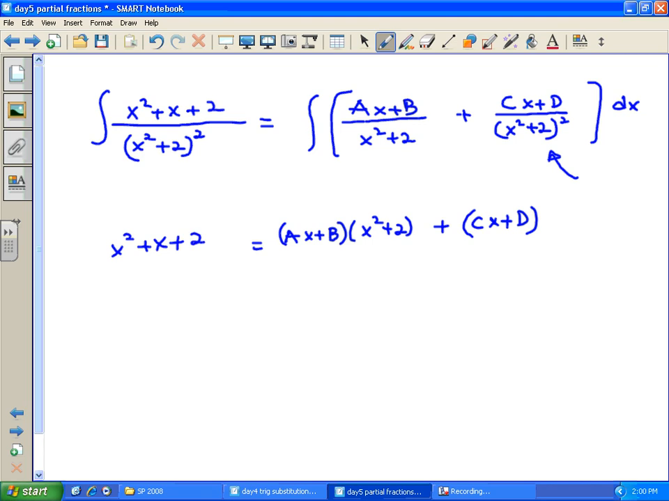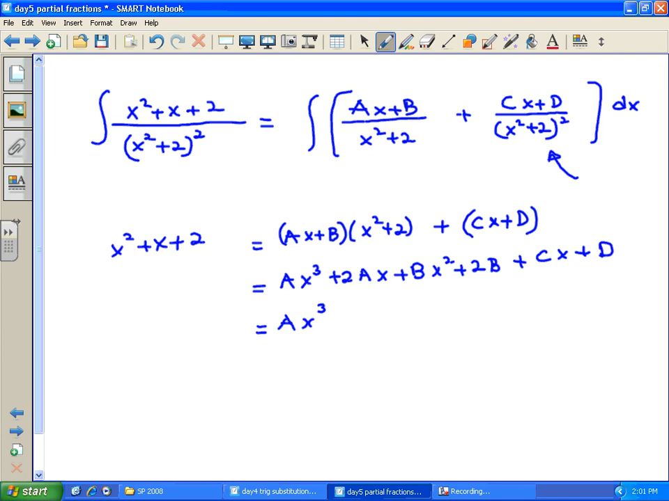And once again, because an irreducible quadratic is involved, I'm going to go ahead and multiply everything out. So I have ax times x squared, so that's ax cubed, then ax times 2, and then b times x squared plus 2b, to be added to cx plus d. Now let's put the like terms together, right? There's only one x cubed term, which I will write up front.